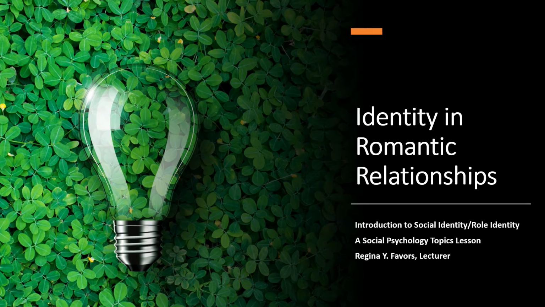The title of this lesson is Identity in Romantic Relationships. I basically just want to introduce you to social identity and role identity. This lesson is very important because the way that we see ourselves in relationships and the way other people see us in those relationships can oftentimes be incongruent. It takes a little bit of time to understand the role you will play, and that basically means the role you consistently play. Oftentimes people struggle with you because you say you're one thing, but you act another way.